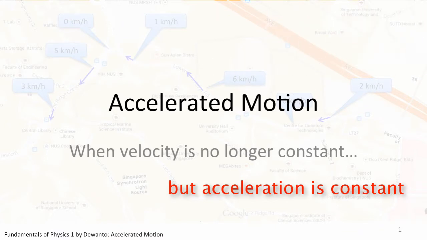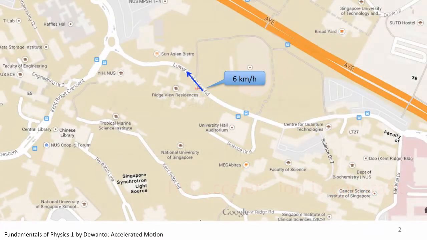If we are able to deal with the change from constant velocity to changing velocity, we should be able to extend the concept to the change from constant acceleration to changing acceleration. So let's get back to our journey on the NUS internal shuttle bus. Imagine for a moment these two events. The bus is moving at 6 km per hour, passing Ridgeview Residences, with the direction given as such.